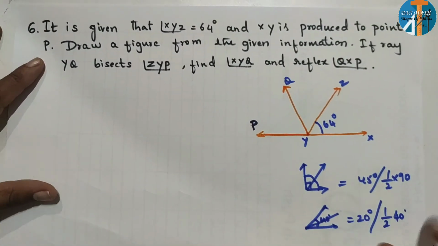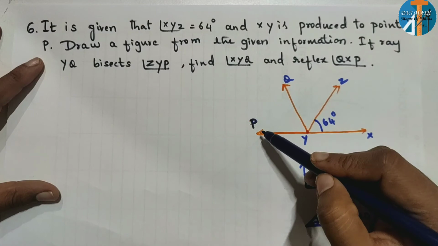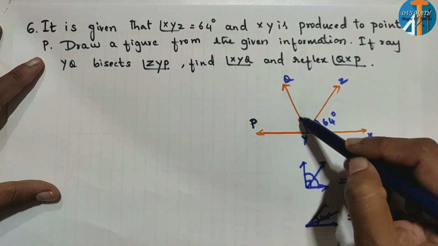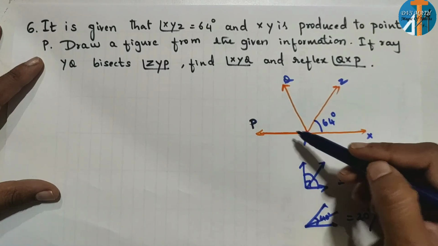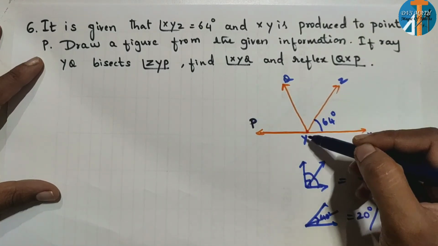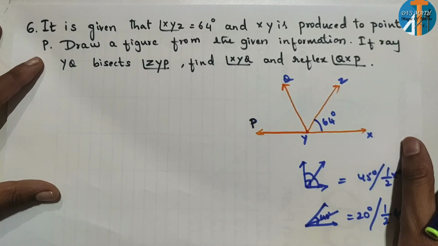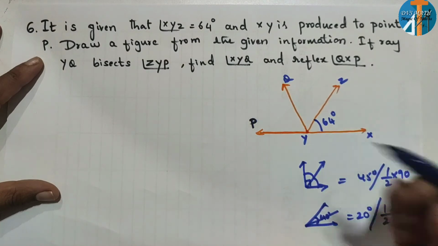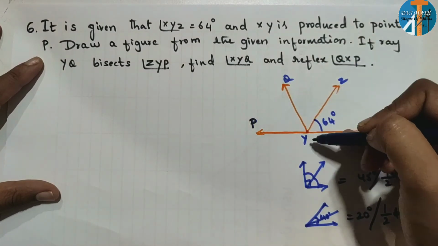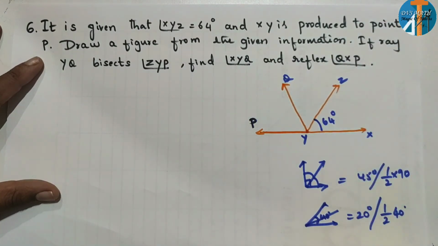Here also, what you have to observe is ZYP is one angle. So the whole angle is divided into 2 equal parts, or how we can write, half of ZYP. Here they have not given the measurement, so what we can write is half of ZYP, half of the whole angle. Why? Because YQ is a bisector. Bisector means it divides the whole angle into 2 equal parts, or half of the whole angle. Clear? So now let's start.